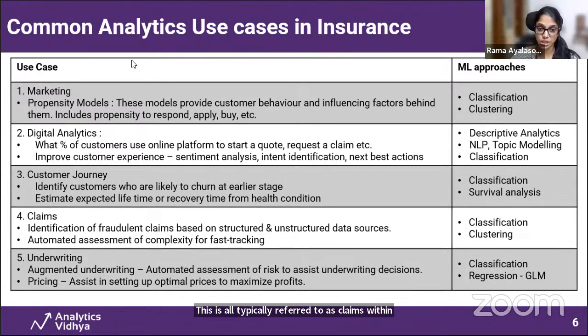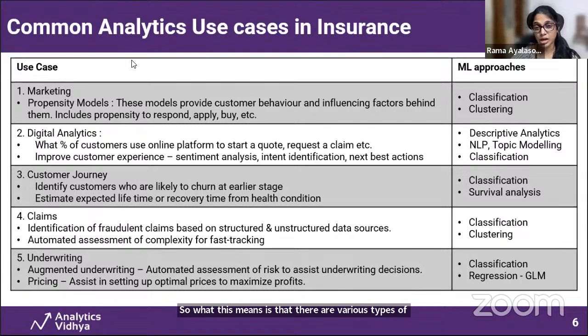So which claims are genuine, and which are not, which are fraud, right? This is done based on structured and unstructured data sources. Another set of use cases is automated assessment of the complexity. What this means is that there are various types of claims. One could be a very easy claim, and the other could be a complex claim.